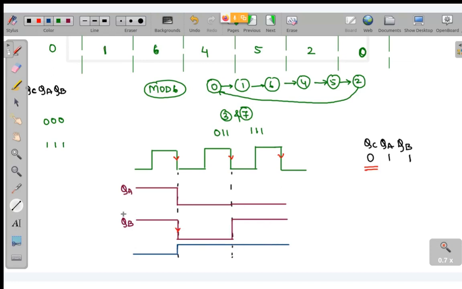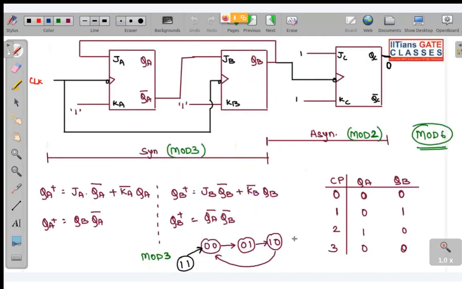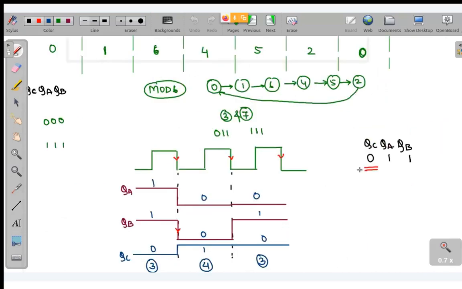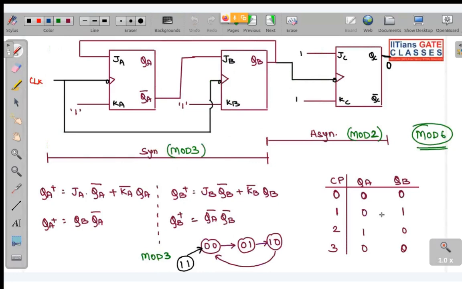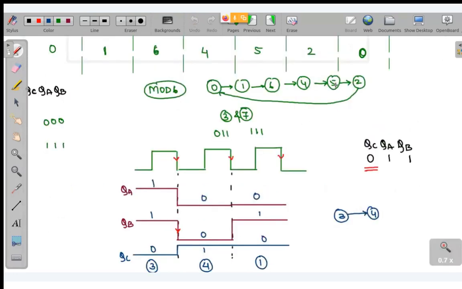So this is your QC. Our initial state was 0, 1, 1, so this is 3. What is the next state? You can see QA, QB is 0, 0 and QC is 1, so this is 4. Our counting state is QC, QA, QB. So when we start from 3, we go to 4. Then after 4, if you check over here, we go to 5.